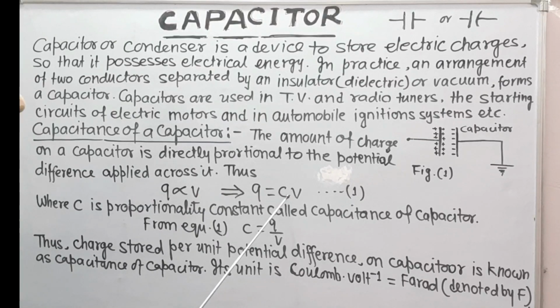So, Q will be equal to C into V, where C is a proportionality constant called capacitance of capacitor. From equation 1, C will be Q upon V. Therefore, capacitance may be defined as the electric charge stored per unit potential difference. Also from this equation, its unit will be Coulomb upon volt, which is called farad and denoted by capital F.